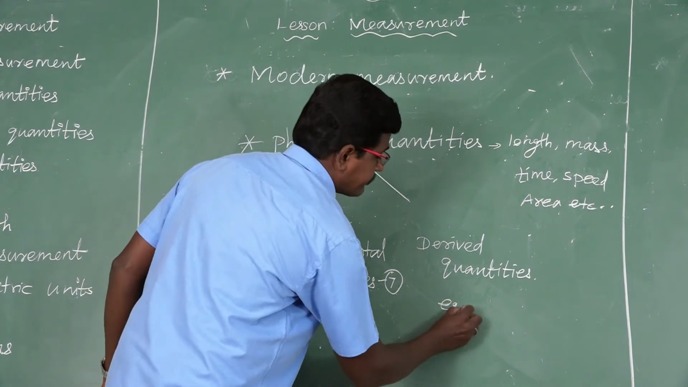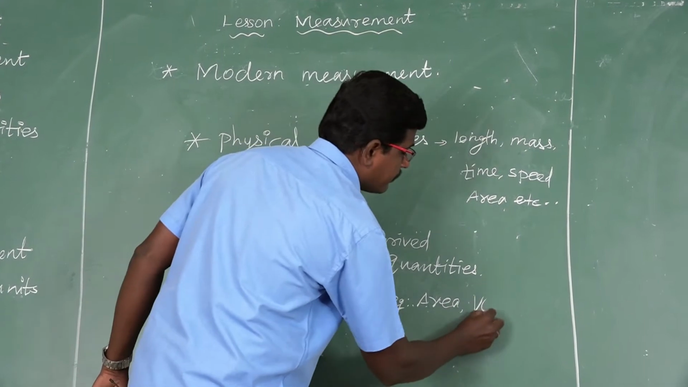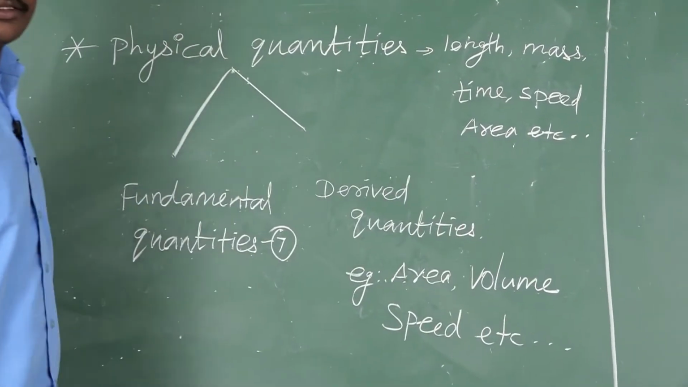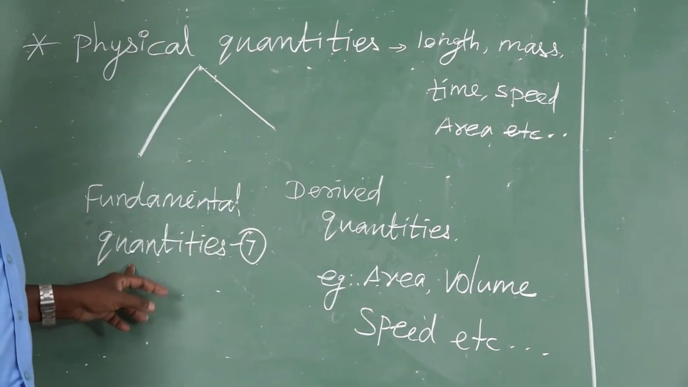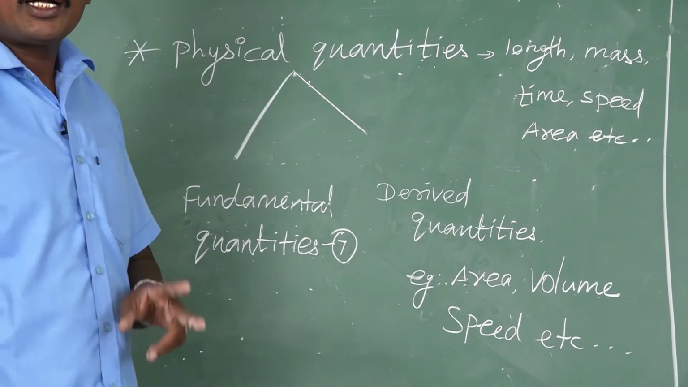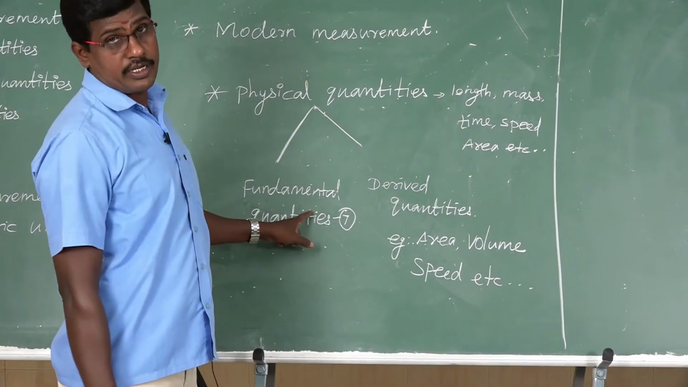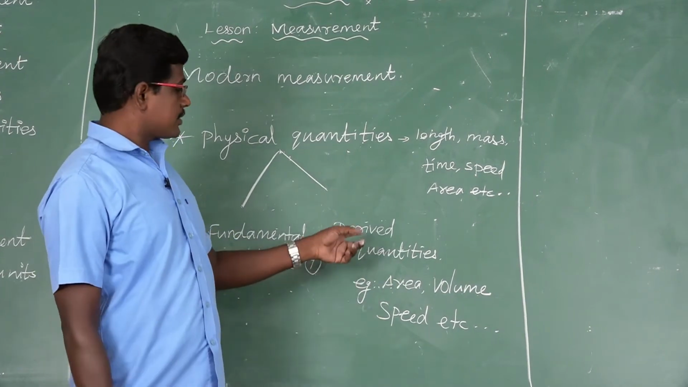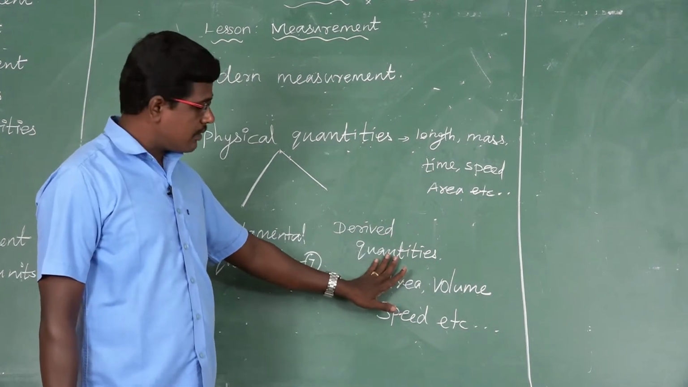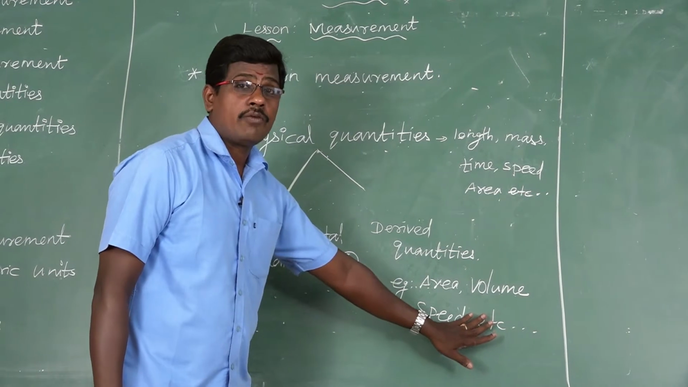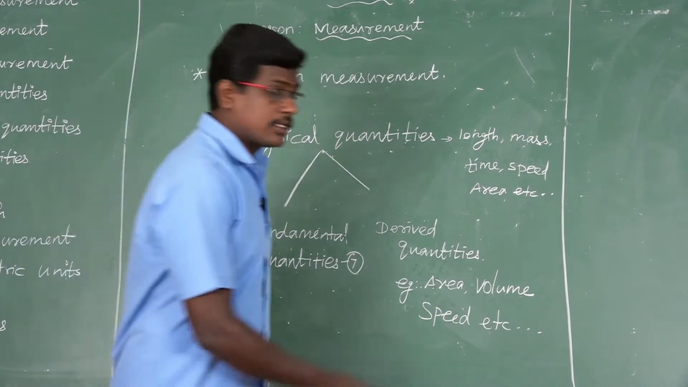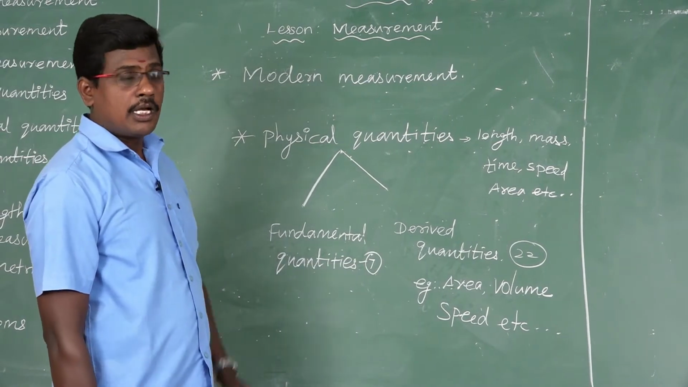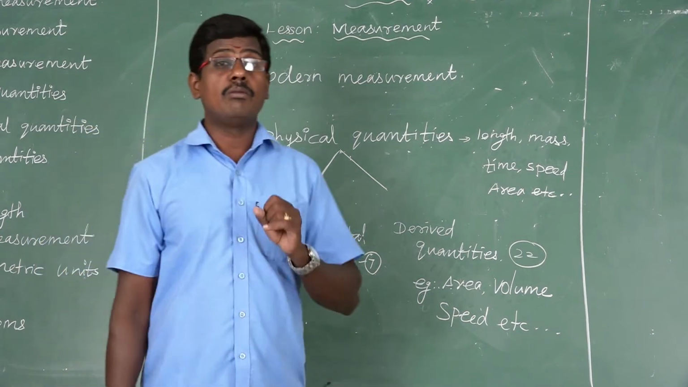Examples of derived quantities: area, volume, speed, etc. Do you all understand what fundamental quantities are? Those quantities that do not depend on other quantities. What are derived quantities? Those that depend on fundamental quantities. There are 22 derived quantities and 7 fundamental quantities. Three important fundamental quantities are length, mass and time.